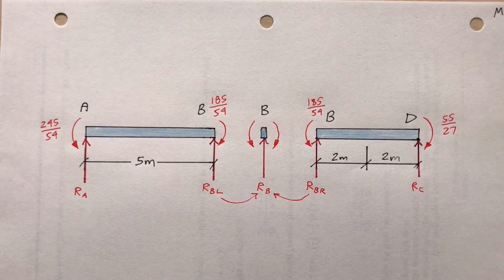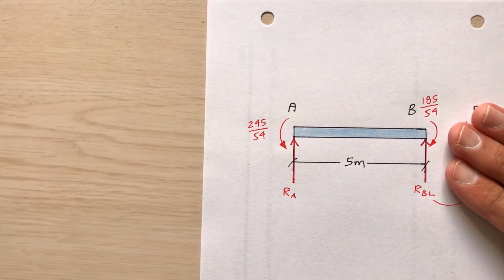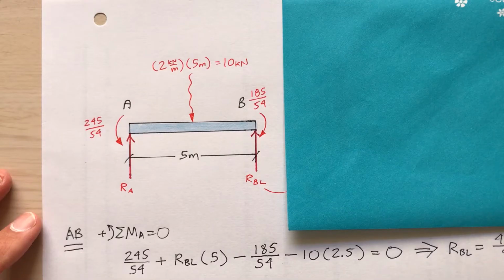And then I've got R sub C. So how in blazes do I find any of these? Let me analyze AB. So cover this up. Analyze this using the equations of equilibrium, and I think you can find R sub A and R sub BL if you do that. Okay, try that. I'm covering up the other part of the beam.